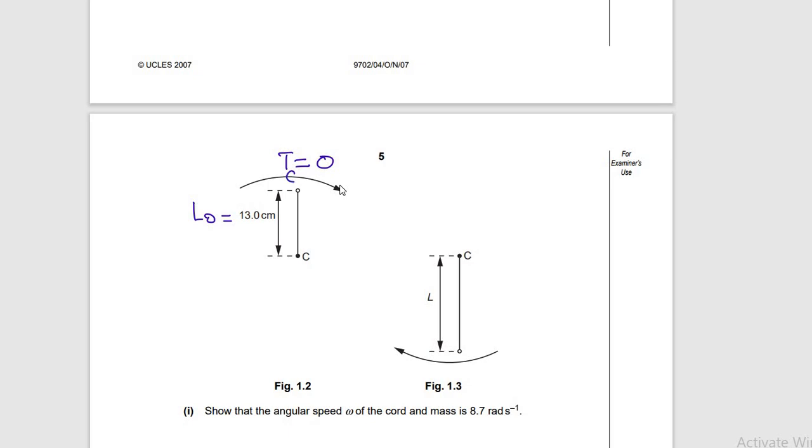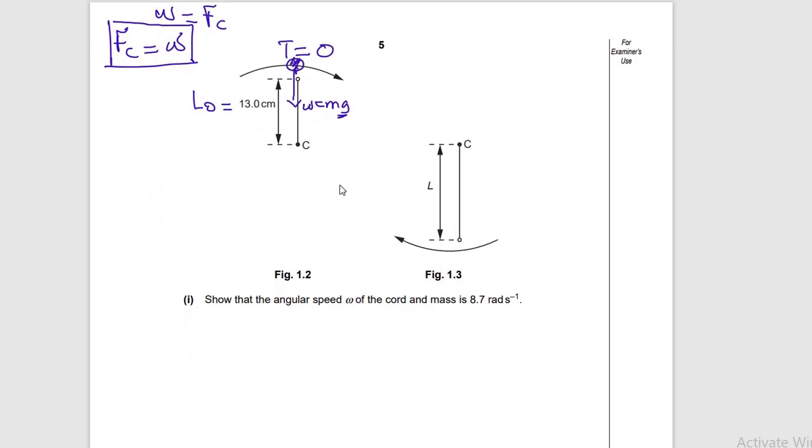Now the mass is here above C, which means that the weight of the mass will act downward, mg. In this case, the weight of the mass is what is providing the centripetal force, because it's only the weight that acts on the mass downward, no tension in this case.